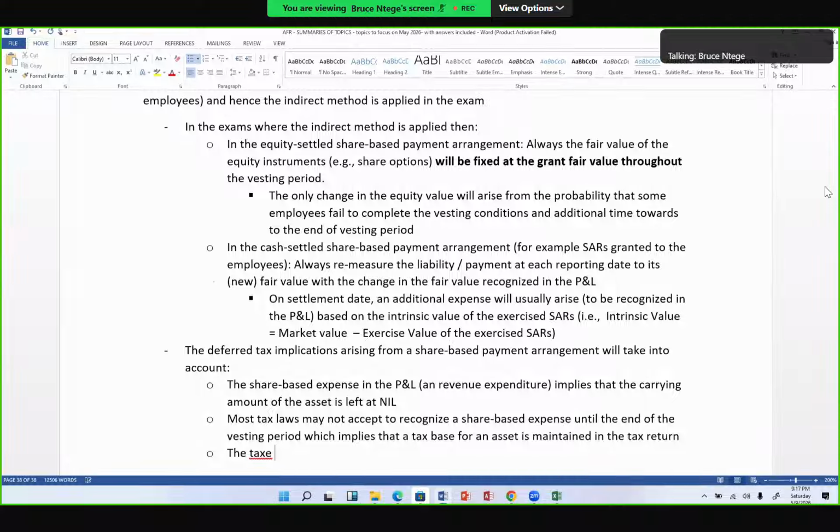An intrinsic value in brackets rather than the normal market value. Remember, intrinsic value is the difference between market value and exercise value. So even when we go for that tax base, it's not going to be based on your market value or your fair values. It will be based on intrinsic value rather than the normal fair value.